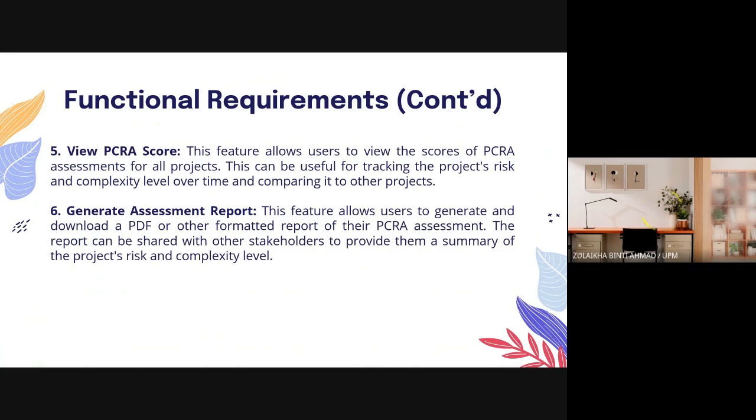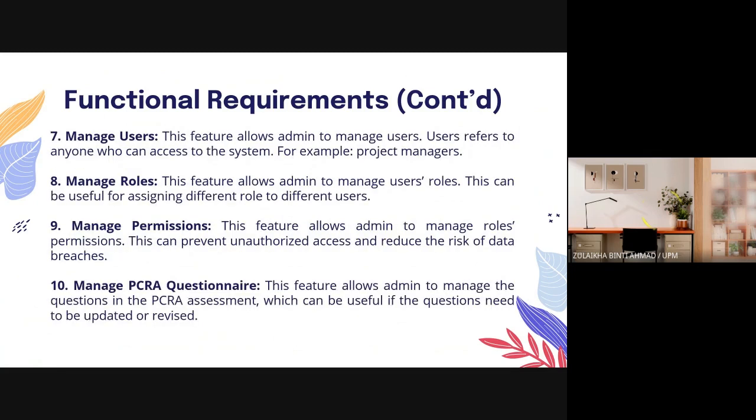This can be useful for tracking the project risk and complexity level over time and comparing it to the other projects. The sixth functional requirement is to generate assessment report, where this feature allows users to generate and download a PDF or other formatted report for their PCRA assessment. The report also can be shared with other stakeholders to provide them a summary of the project risk and complexity level. There will also be a functional requirement for manage users, where it will allow the admin to manage users.